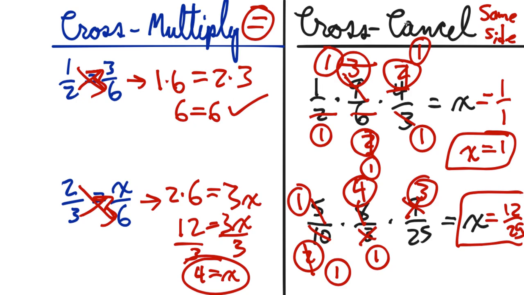Notice cross cancel only happens on that side. You can't cross cancel across the equal sign. So cross multiply, yes, across the equal sign, totally cool. Cross cancel, only canceling same side, guys. Okay, good luck with this. It is a little complicated, but I'm sure you will be careful as you do this and get awesome results.